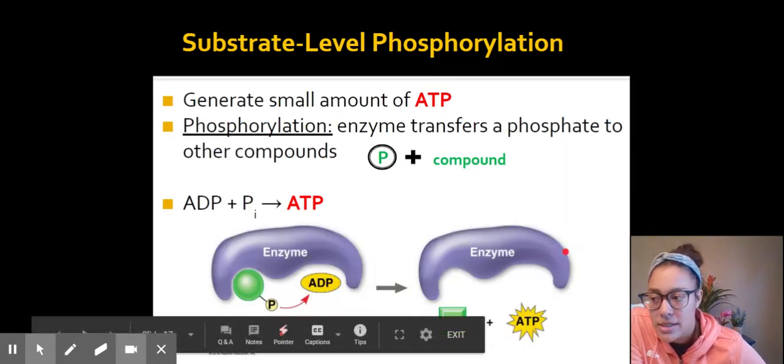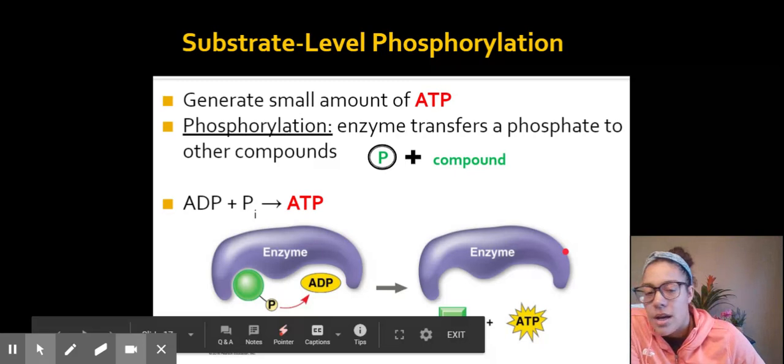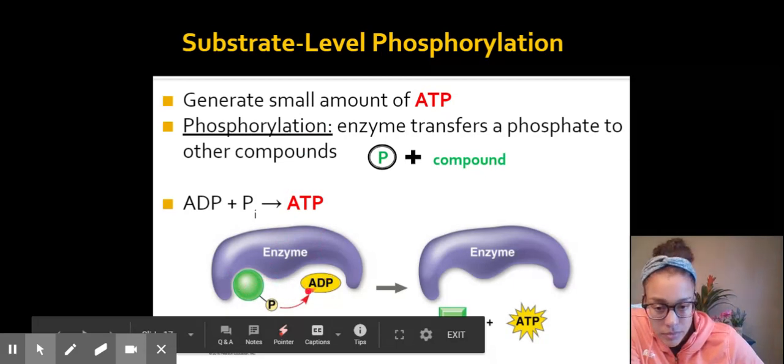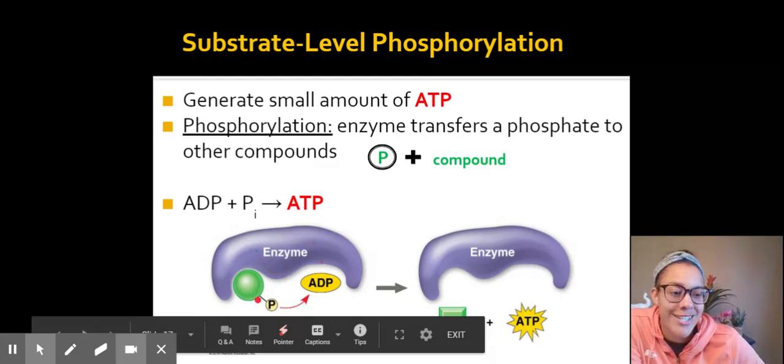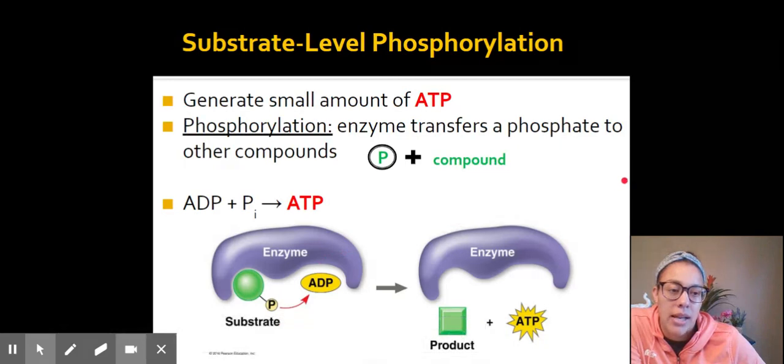And then sometimes this can happen as a direct transfer. There can be an enzyme involved, like I said up here. Instead of it just going through its own natural process, there can be an enzyme that forces that inorganic phosphate, our Pi molecule, to interact with ADP so that it happens at a specific time frame, and we're not just waiting around for ATP to be generated.